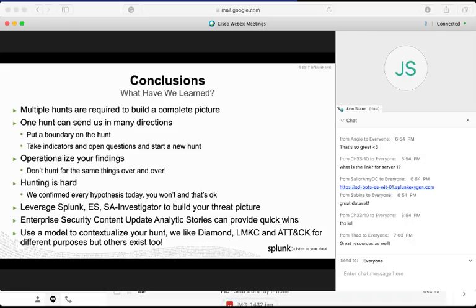But last of all, use a model to contextualize your hunt. It can be whatever model you want to use. We talked about Diamond, we talked about the Kill Chain, we talked about ATT&CK. Those work for us, and there are other ones out there. There may be other things within your environment that are unique to you. Don't feel like you have to use one of the ones we talked about. Use what works for you. But if you're not sure where to start, these might be some good places to start.